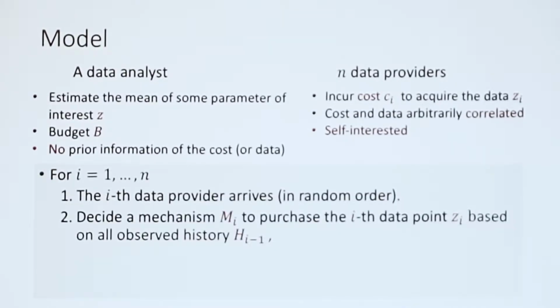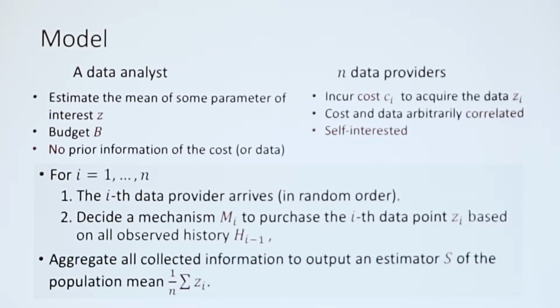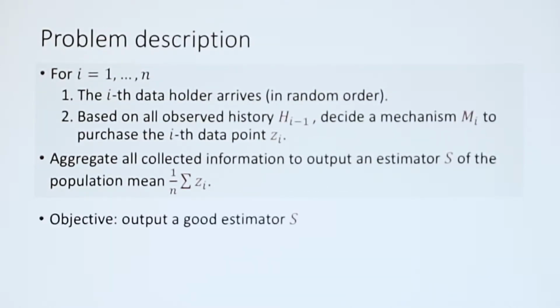So we assume that the data providers arrive one by one in random order. So at time i, the ith data holder will arrive, and the data analyst needs to decide a mechanism to purchase this person's data based on all the observed history. And after all the data are collected, the analyst will aggregate all collected information to output an estimator of the population mean. And the objective of the designer is to finally output a good estimator.